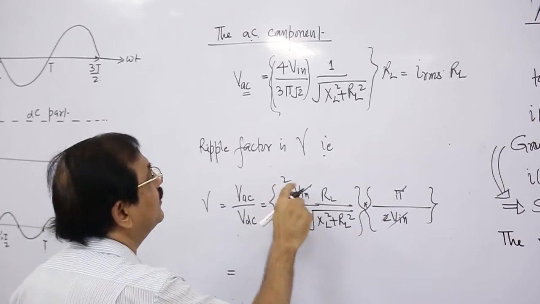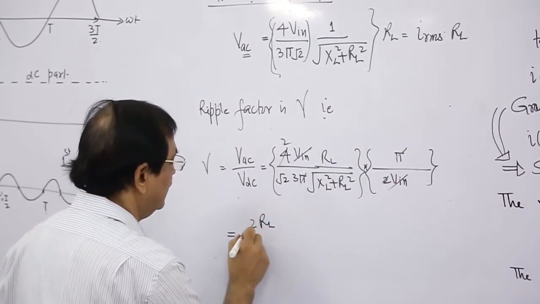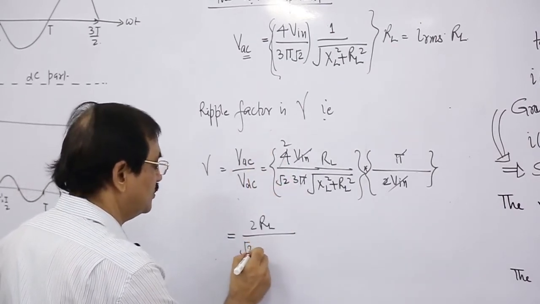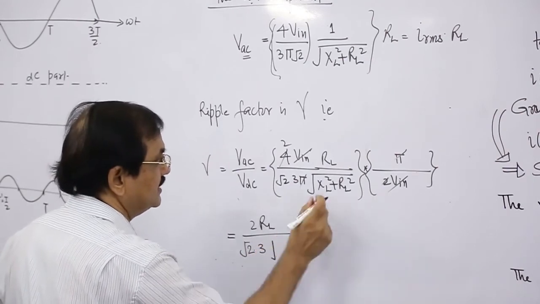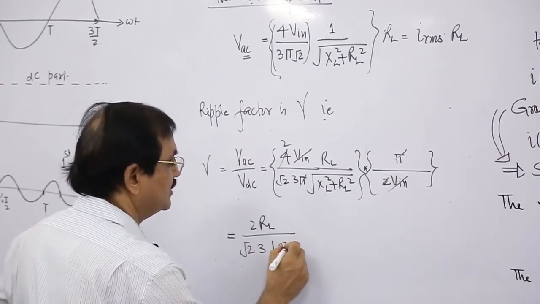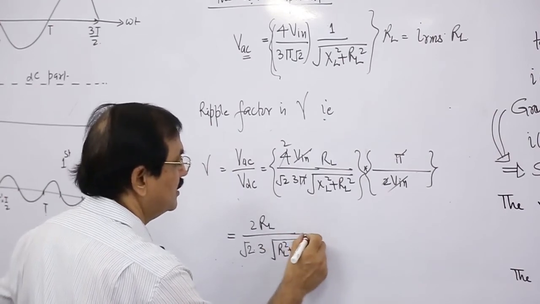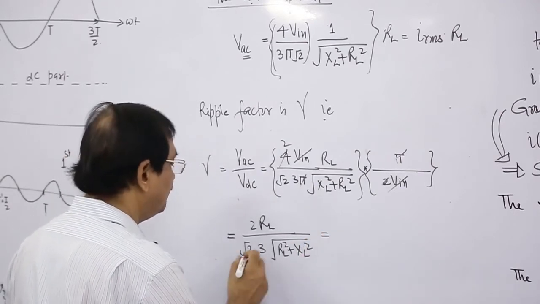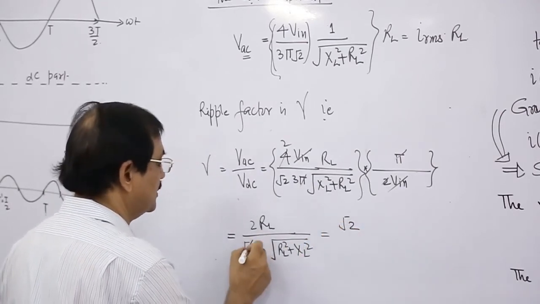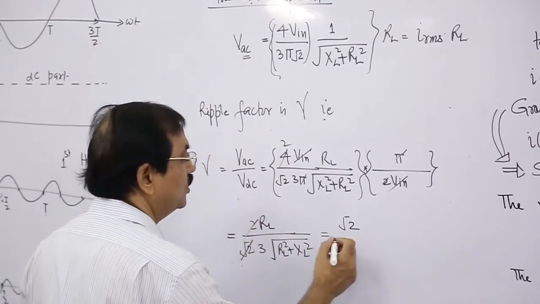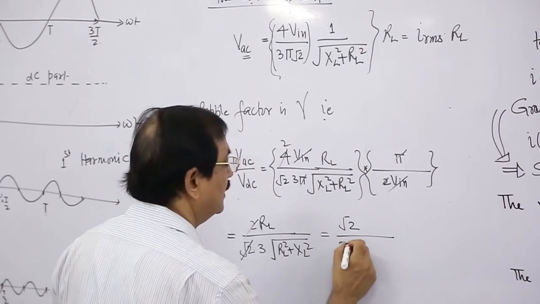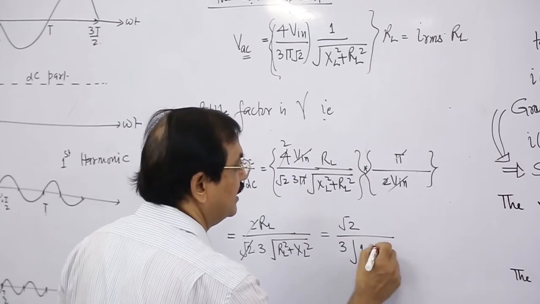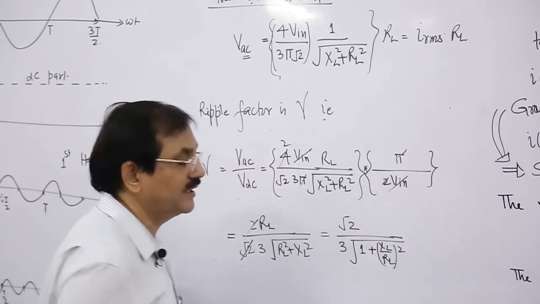So what will we get? 2 RL, this 2 again cancels, that is under root 2 into 3, and this is RL square plus XL square. Now this is under root 2, this 2 cancels here, that is under root 2 by 3, and this is 1 plus XL by RL whole square.